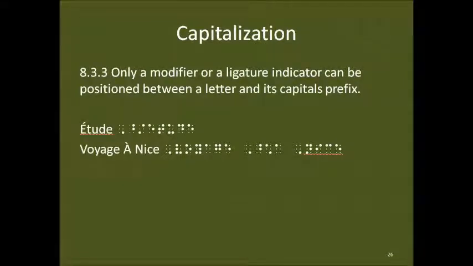In section 8, we talked about capitalization. Only a modifier or a ligature indicator can be positioned between a letter and its capital prefix. Again, that's because the modifier or the ligature indicator are considered a part of that letter. They're not something separate, so they're the only things that can come between a capital indicator and the letter. Otherwise, that capital indicator must be hugged right up to the letter. So we have étude, we have capital, and then our acute accent mark above the E, and then TUDE. Voyage à Nice, we need the voyage, and then capital, then our grave accent above the A with our A, and then Nice.